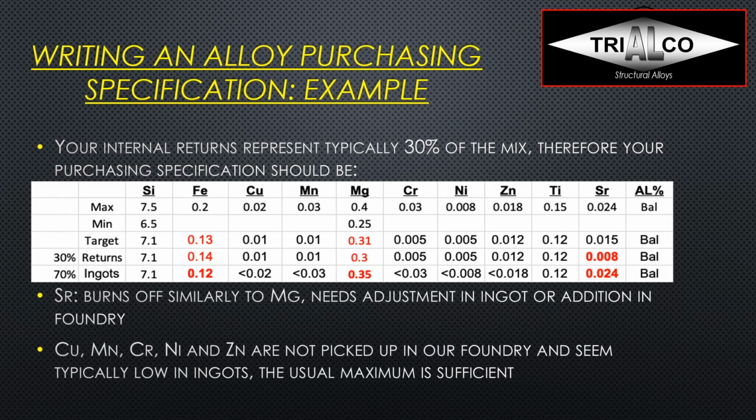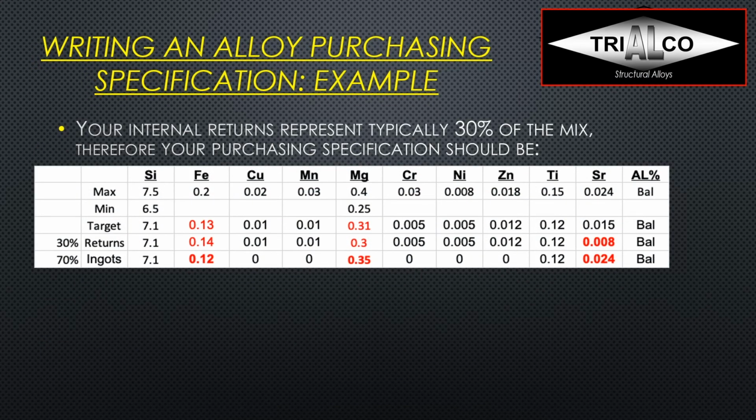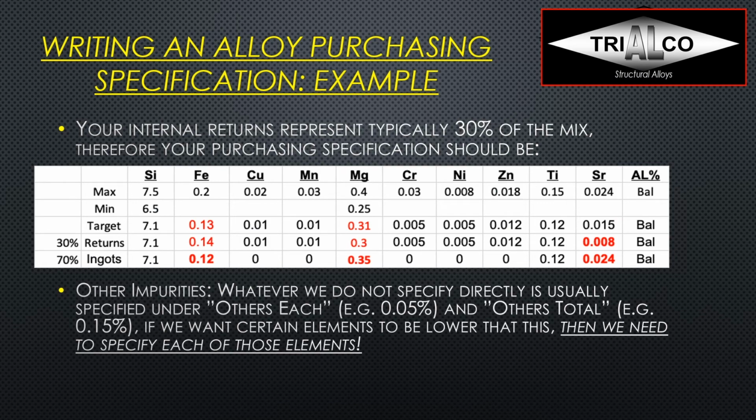If this is usually not the case and it's very important for us that the target is lower, then we might as well say to our ingot supplier, hey, we really want the copper to be below 0.01%. Other impurities, whatever we do not specify, is usually specified under the others and each other. So usually each other, for example, can be 0.05% and others total would be 0.15%. If we want certain elements to be lower than this, then we need to specify each of those elements individually.